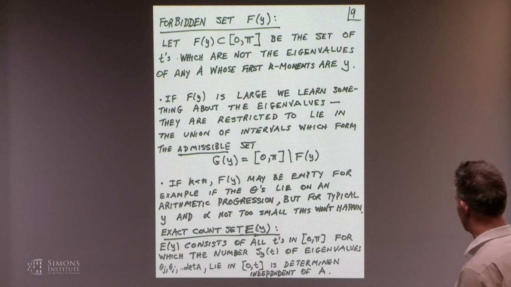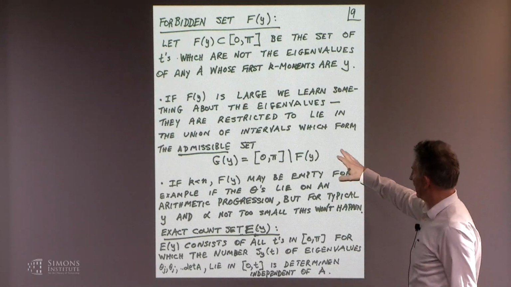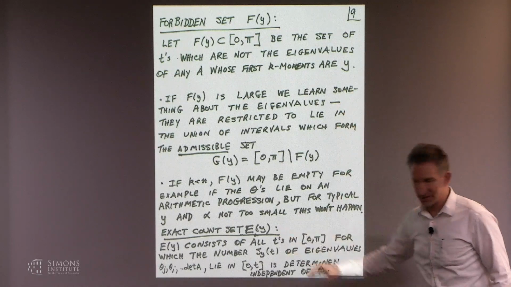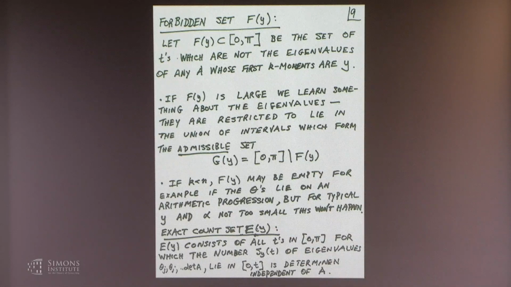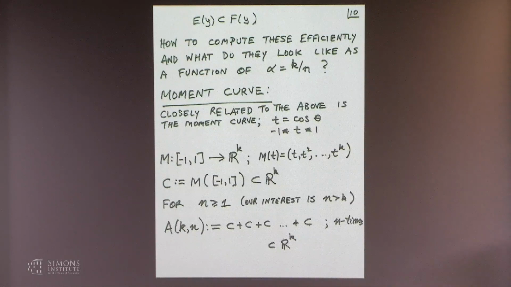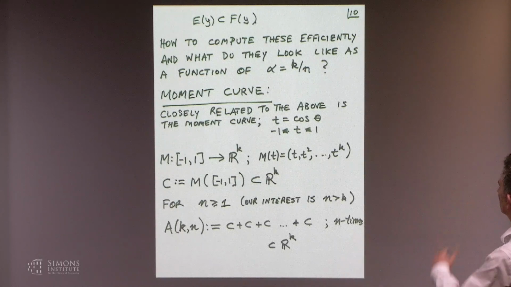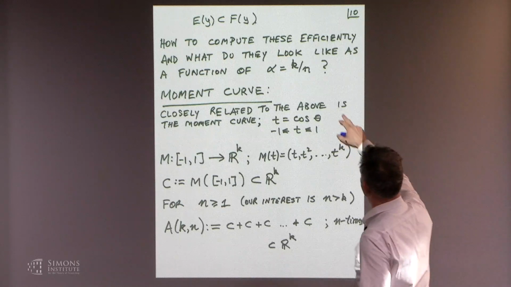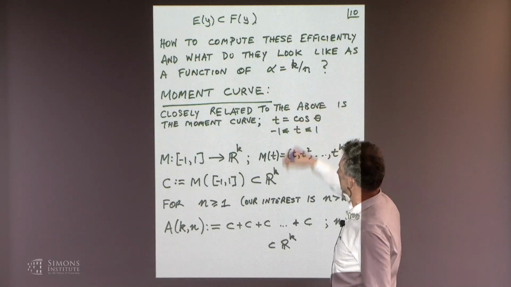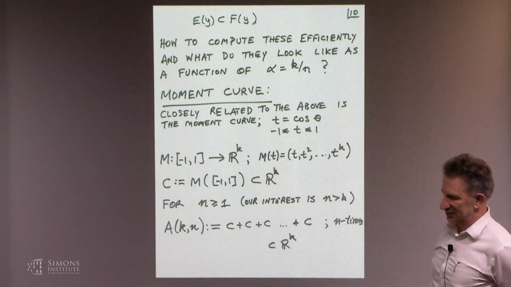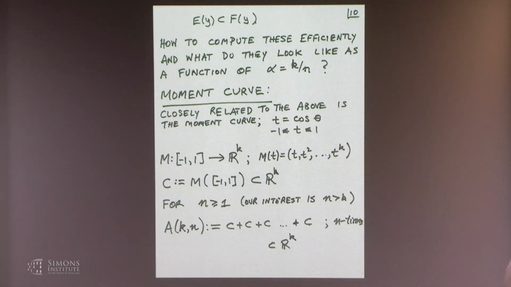And these are the two quantities I want to compute: F of y, the forbidden set, and E of y, the exact count set. And the exact count set is trivially contained in the forbidden set. That's easy to see. And the question is, what can we do if alpha is k over n and allowing alpha to go to 0? All right, so obviously these are moments of powers. These are sums of powers of these eigenvalues. So one can retranslate this to a question about the moment curve, and I'm going to do that now.